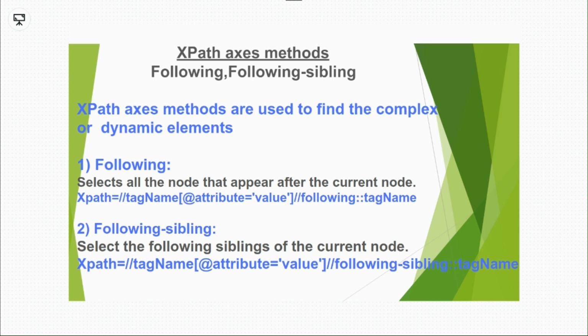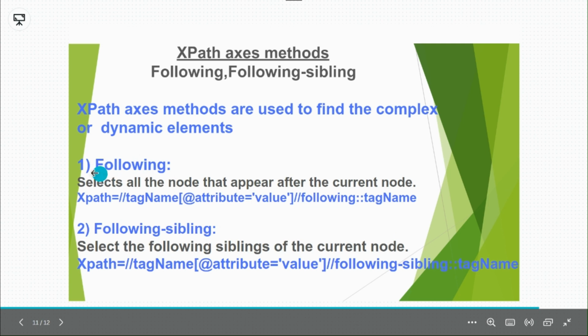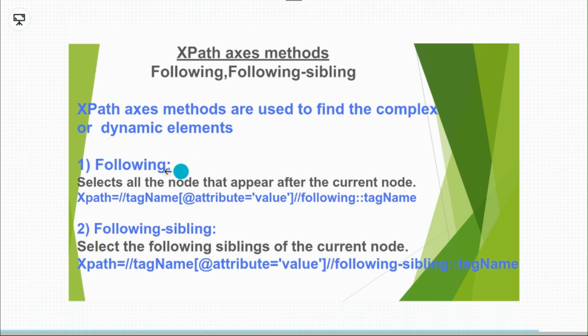So today we will discuss two methods, following and following-sibling. So what is the following in XPath? Following method selects all the nodes that appear after the current node. And this is the syntax for the following. It starts with double forward slash, tag name, square bracket, at attribute equals to value. And then again we have to mention double forward slash, following, and after following double colon and the tag name which you are looking for.